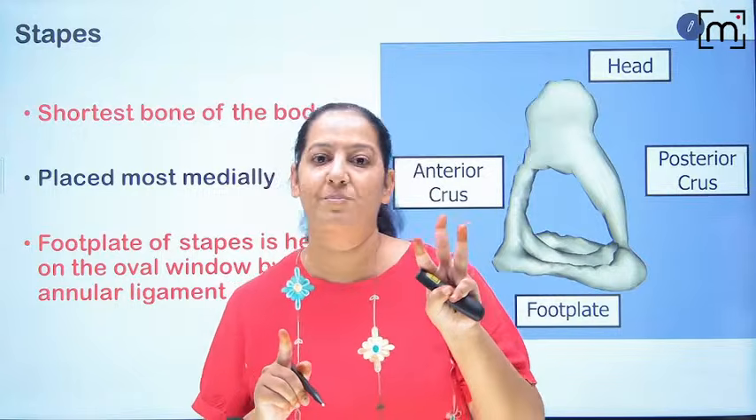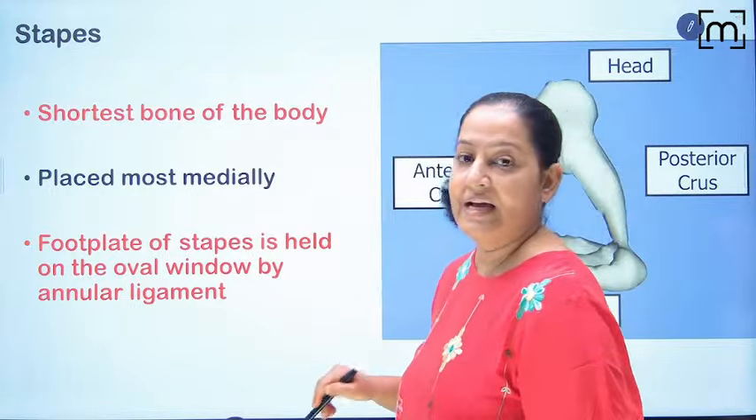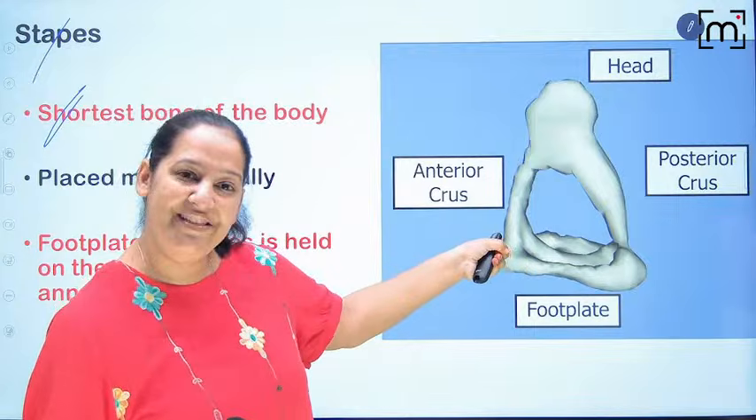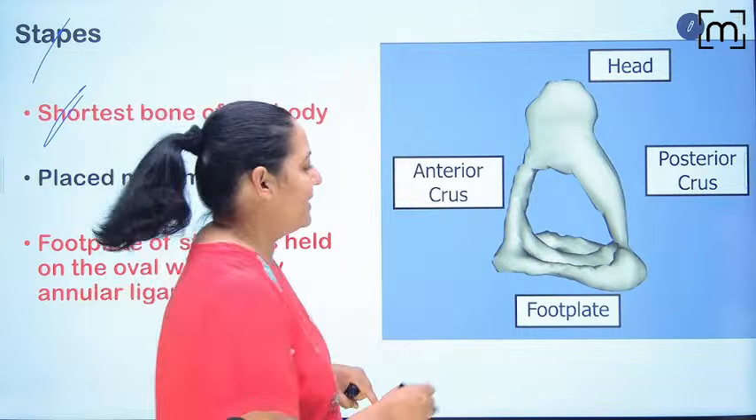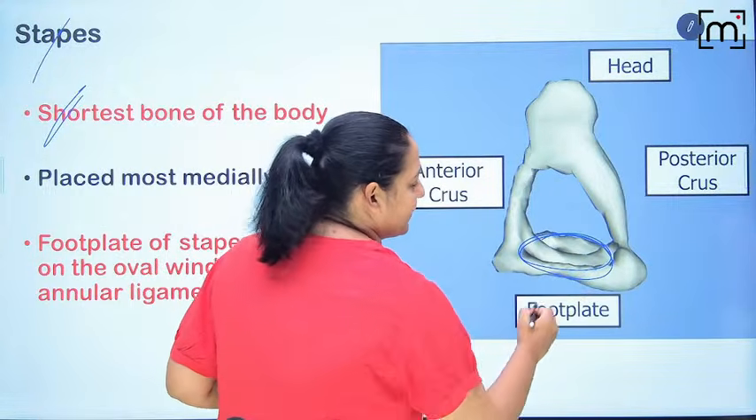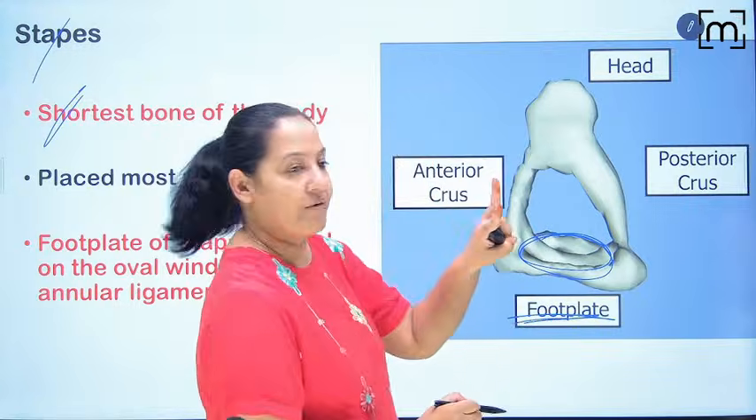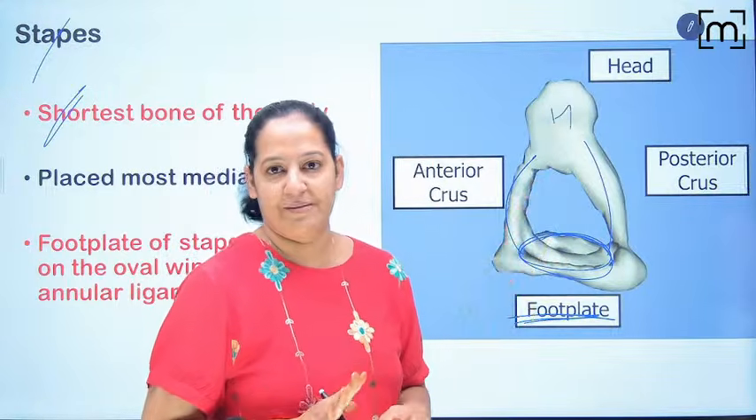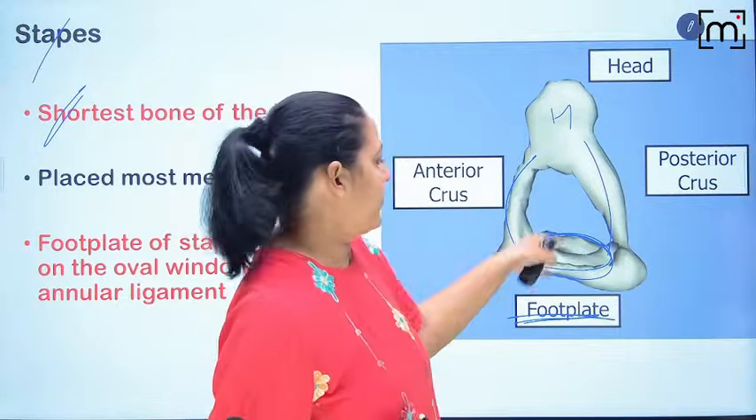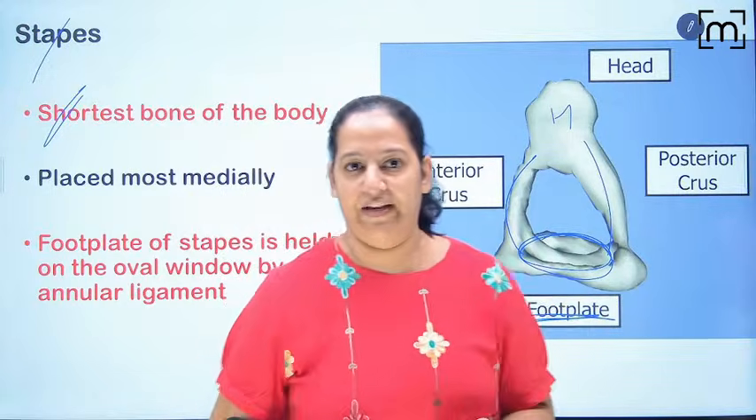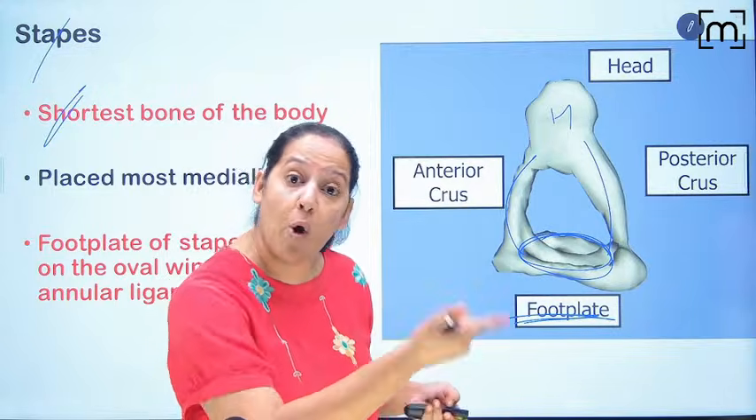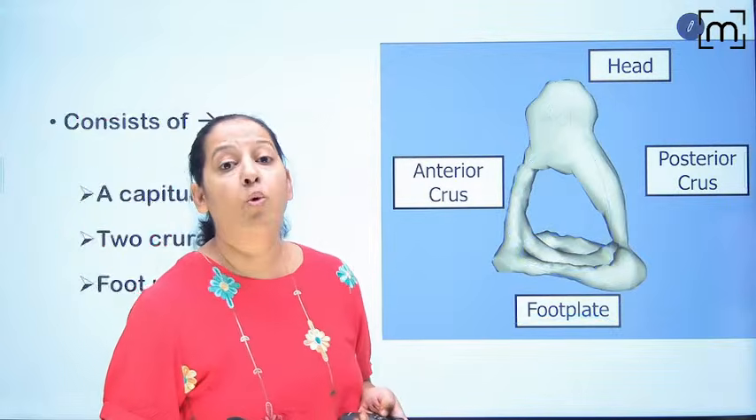The third and last ossicle, the bone, is the Stapes. Stapes is the shortest. It is very easy to identify the Stapes because it has a foot plate. This is known as the foot plate. It has two crura, anterior crus and posterior crus, and a head. Head is present in all these bones. The foot plate of the Stapes binds with the round window.